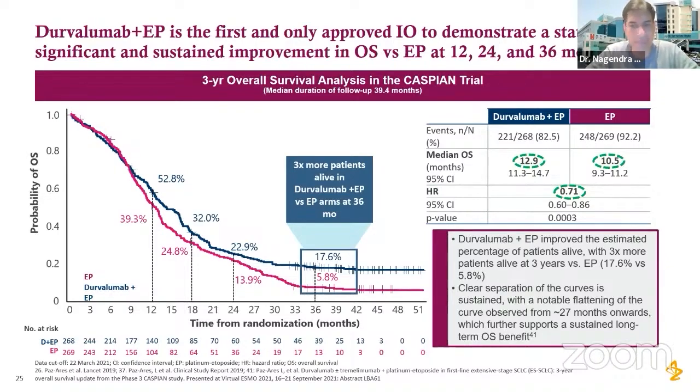There's a clear separation of the curves, which is sustained, with a notable flattening of the curve observed from 27 months onwards, which further supports a sustained long-term overall survival benefit. As you can see at the tail end of this curve, which is nearly parallel to the x-axis.